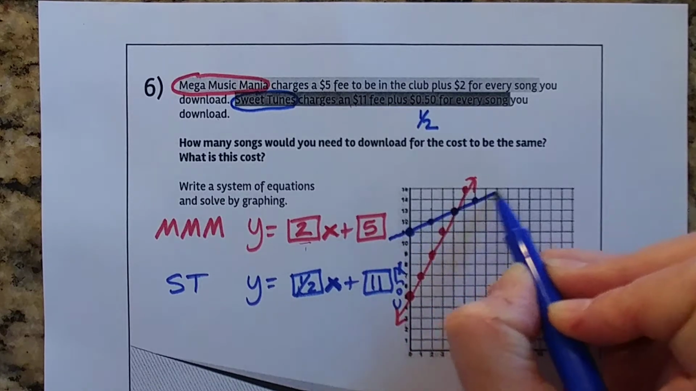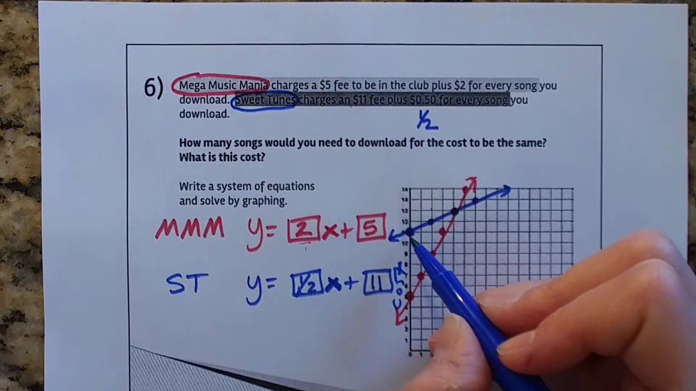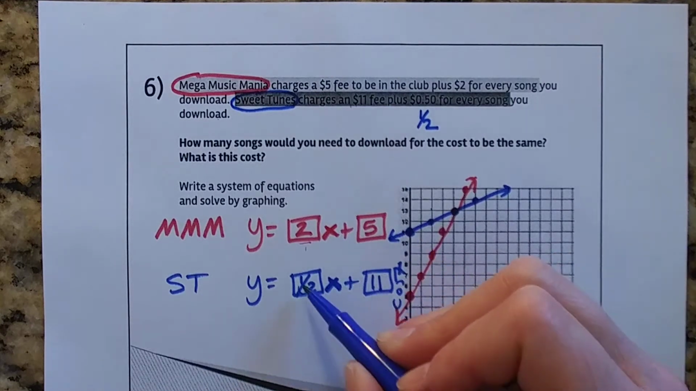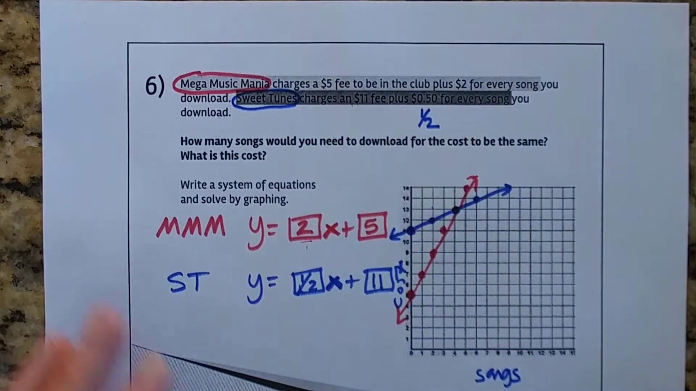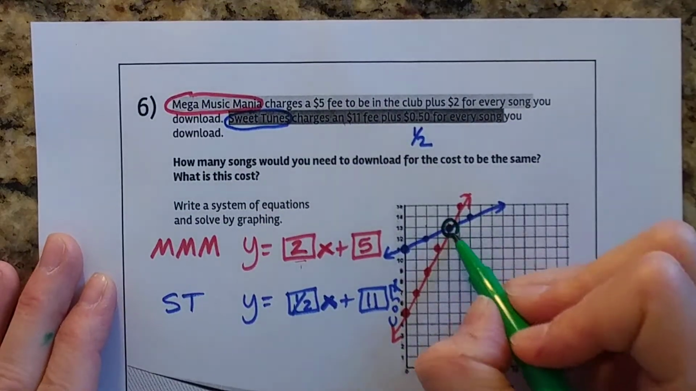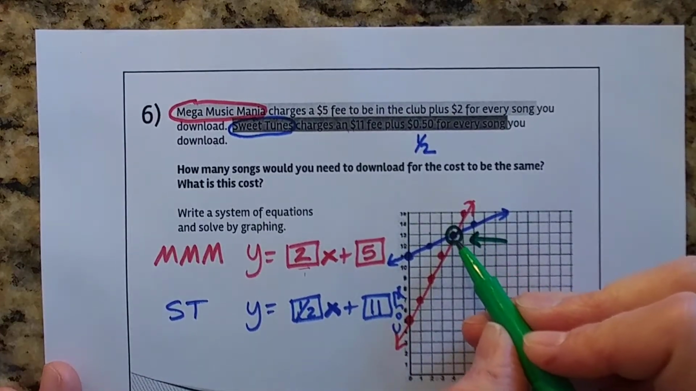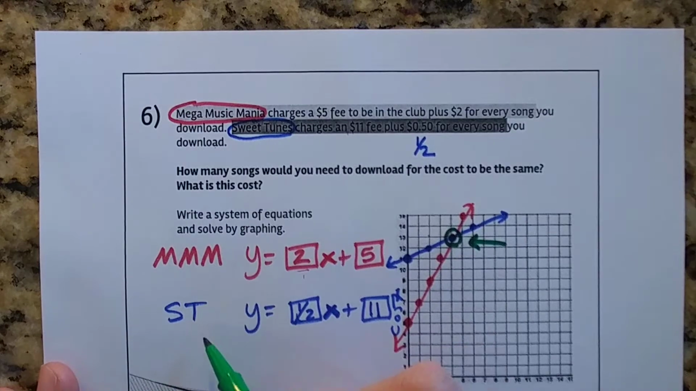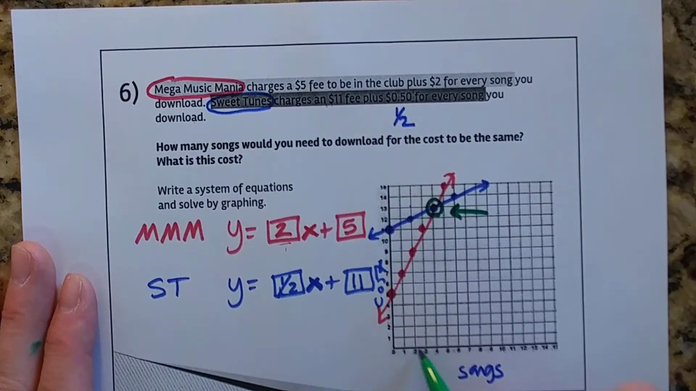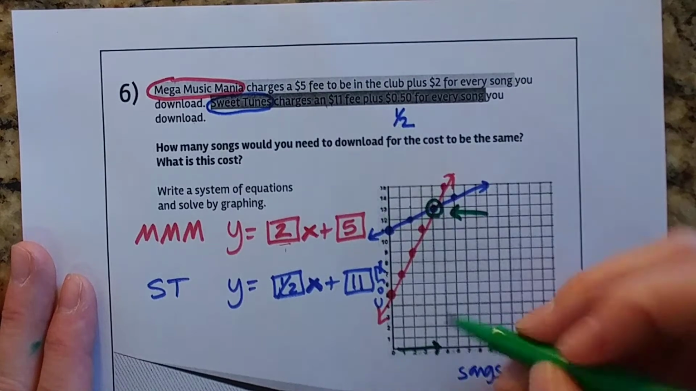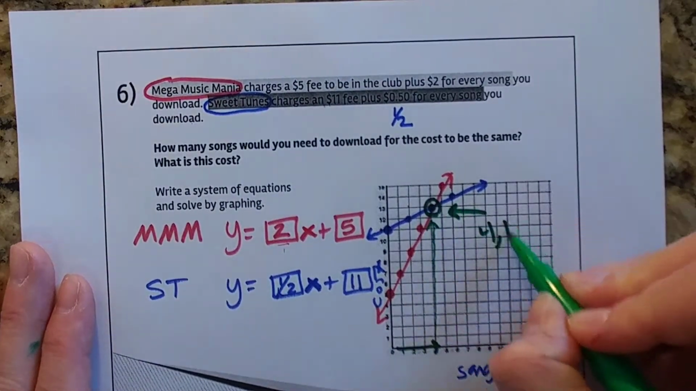So do you see here how they start more expensive, but the rate of charge for the songs is a little bit less here. So we see that it doesn't climb very quickly, but there is a point that they intersect at, and that's right here. Okay, so right here at this point, that's when the cost is going to be the same for either place. Let's look at what that point is. So start at the origin. Looks like I have to go over 4. I go over 4 here, and then I have to go all the way up to 13. So it looks like it's (4, 13).